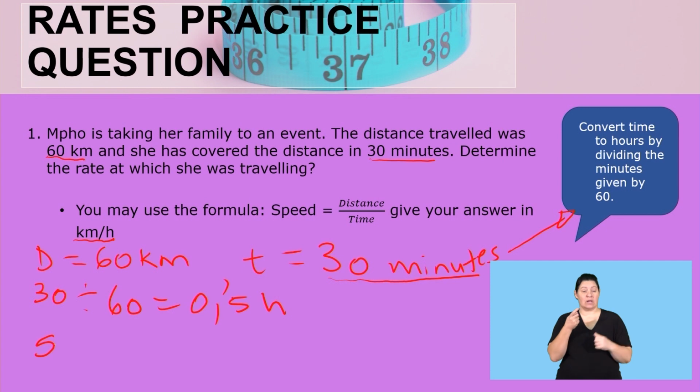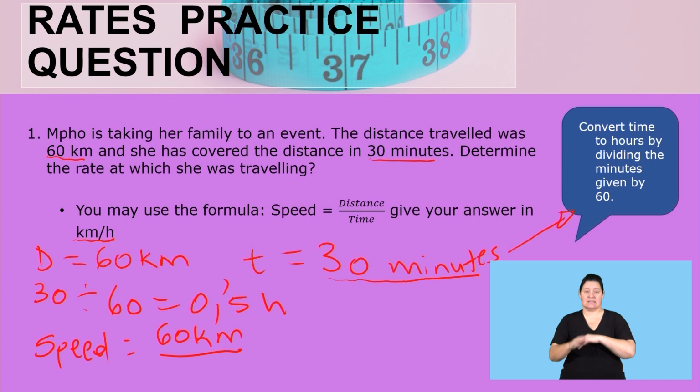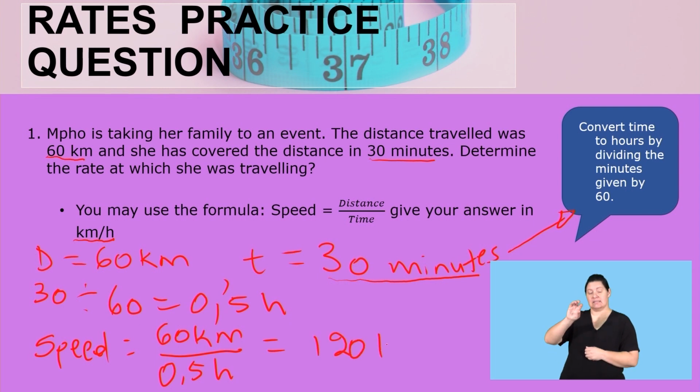Therefore, to calculate the speed, we will then say speed equals the distance covered, which is 60 kilometers, divided by the time which was taken, which is 0.5 hours. Then we are going to have 60 divided by 0.5, and the answer I'm having is 120 kilometers per hour.